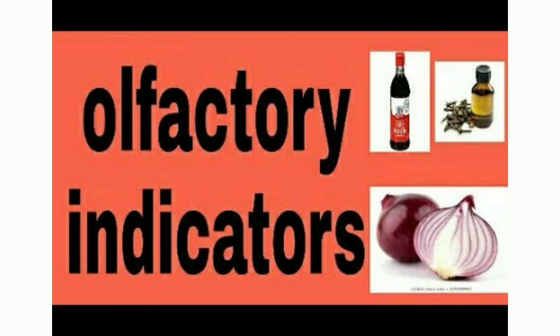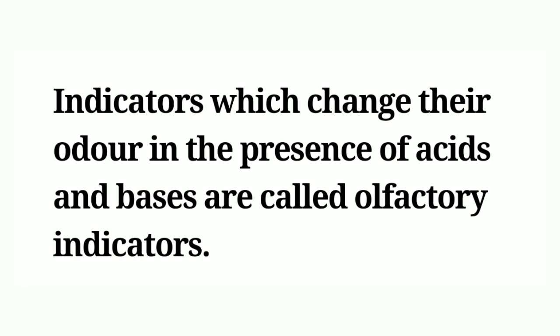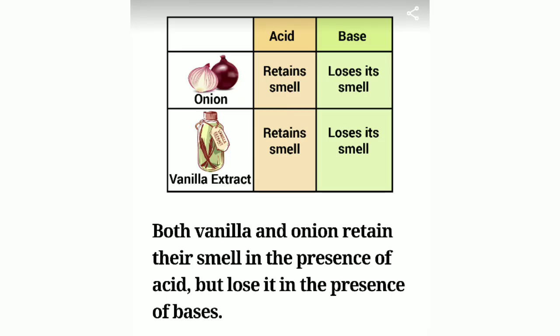So one more type of natural indicator is olfactory indicators, children. The term olfactory means relating to the sense of smell. Those substances whose smell or odor changes in acidic or basic solutions are called olfactory indicators. An olfactory indicator usually works on the principle that when an acid or base is added to it, then its characteristic smell cannot be detected. Onion and vanilla extract are olfactory indicators.